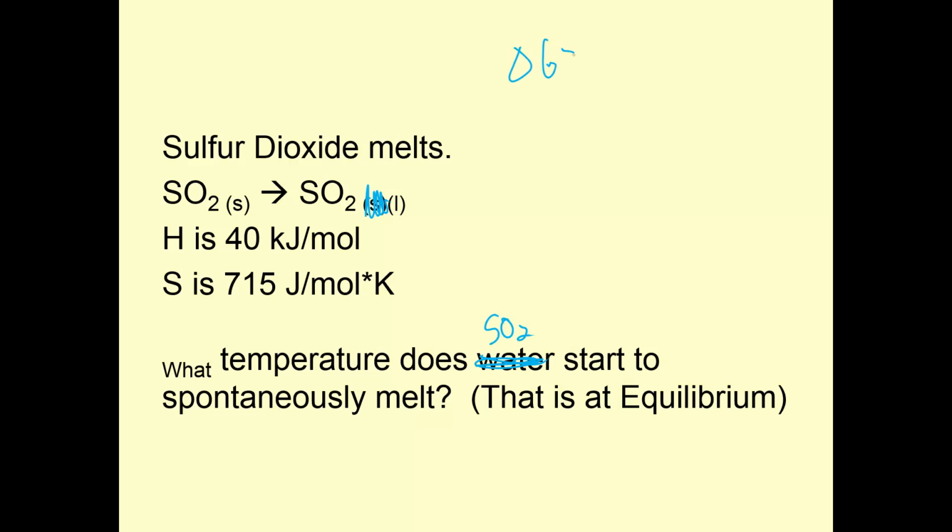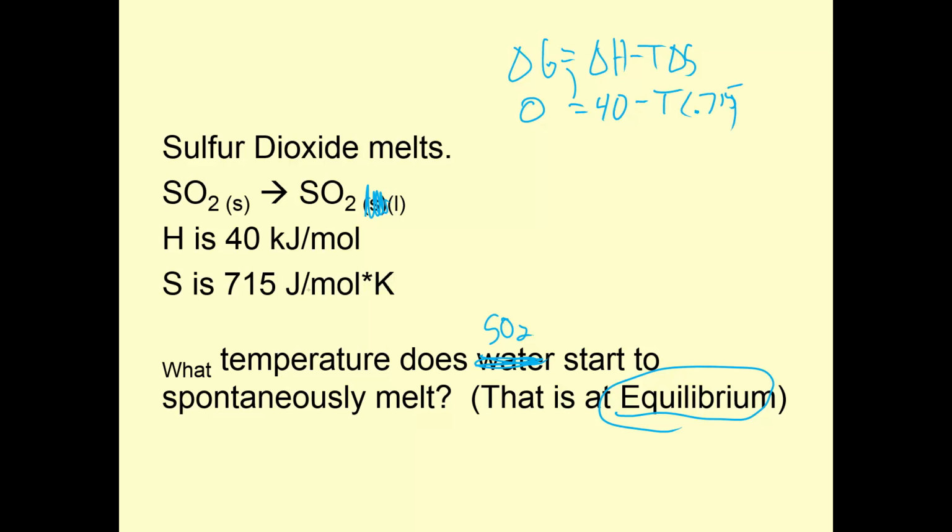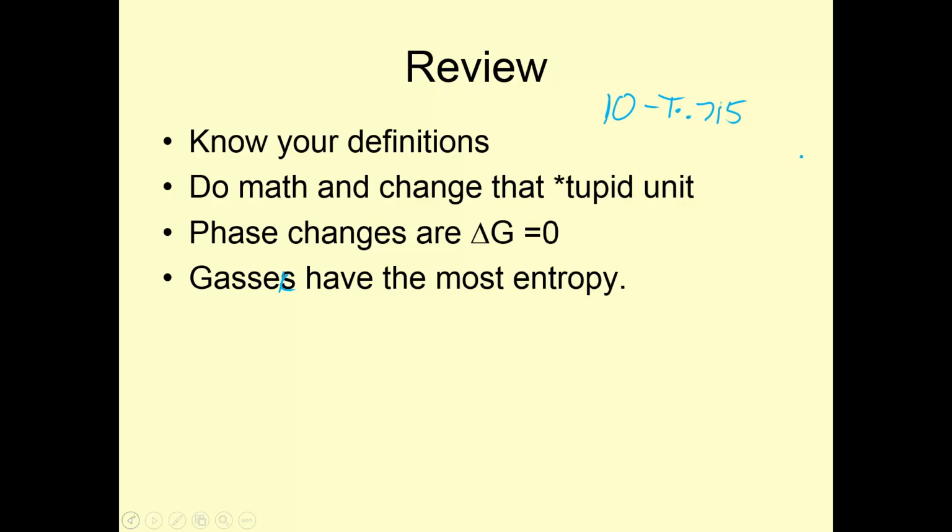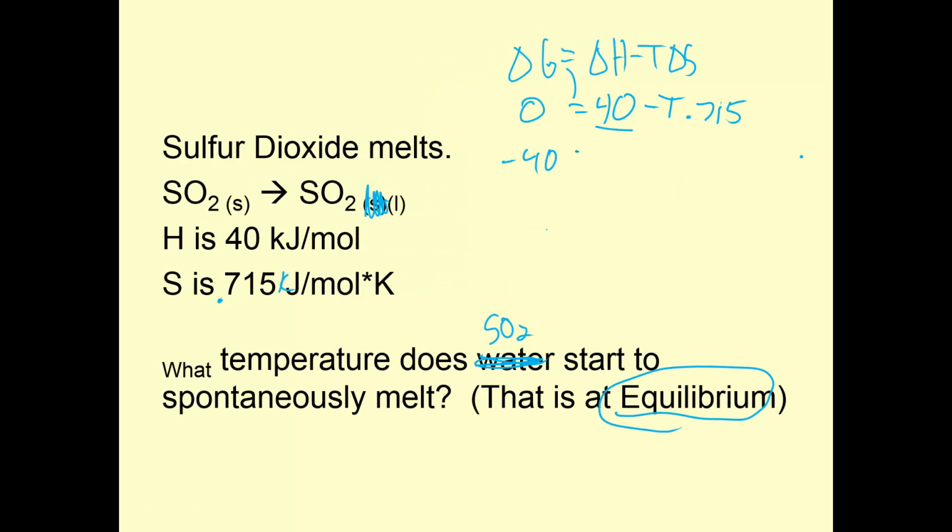That is the equilibrium. Delta G equals delta H minus T delta S. Delta G is 0 because it's at equilibrium. Delta H is 40 minus T times S, which is 0.715 kilojoules, because I want these to be in the same unit. So 40 minus T times 0.715. Negative 40 equals negative 0.715 T. So T equals negative 40 over negative 0.715. Whatever that answer is, that is the temperature where it happens.